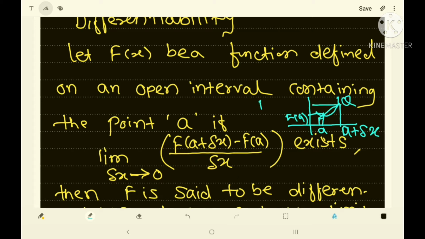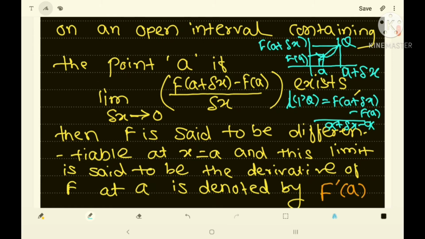So here will come f of a plus delta x. Got it? Now what is the meaning of this? This is the length of PQ. Length of PQ is nothing but f of a plus delta x minus f of a over a plus delta x minus a. So this a gets cancelled and we will get this term.